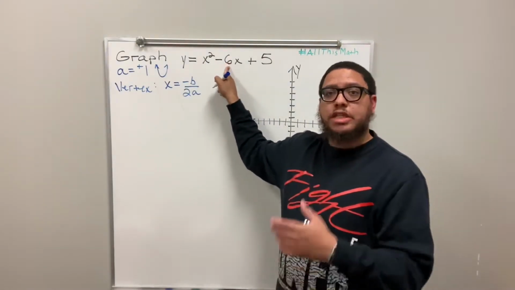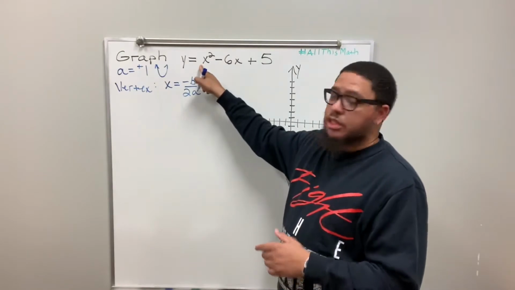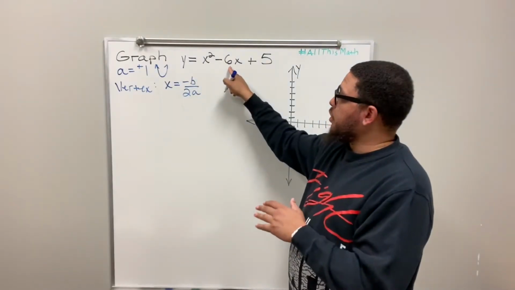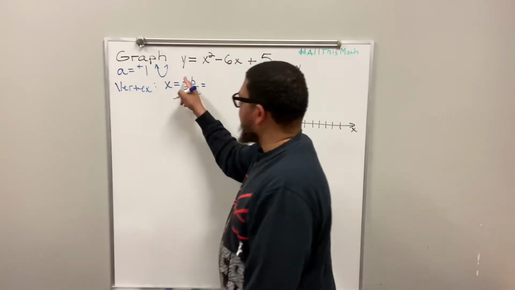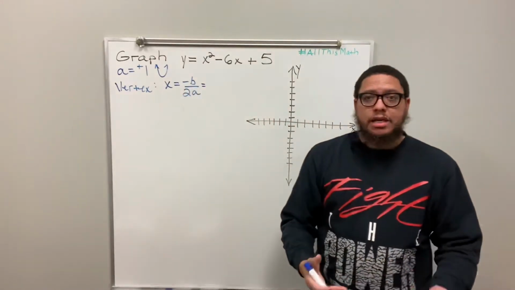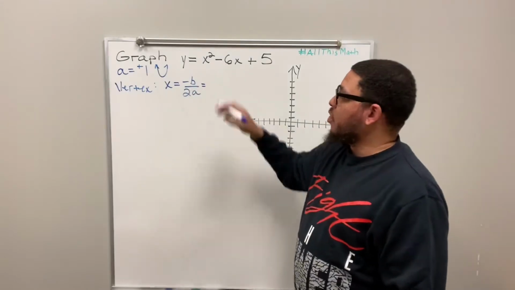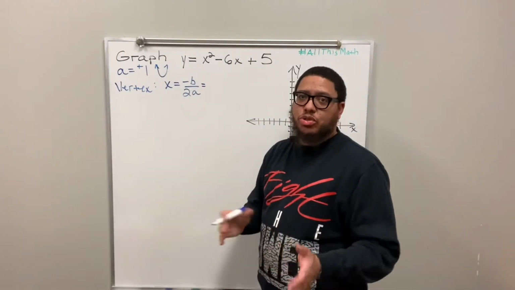B is the coefficient of x, just like a was the coefficient of x squared. But this is one thing that a lot of people get caught up on. They say, oh, well, the formula has a negative sign in front of the b, but b is already negative. So cool, we don't have to put 2 negative signs.